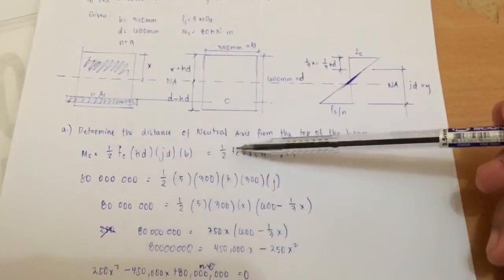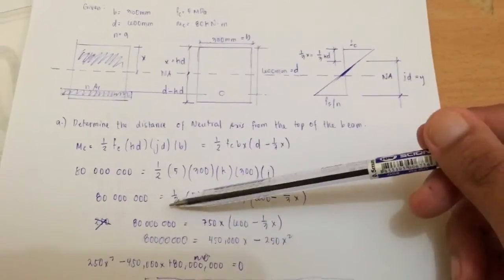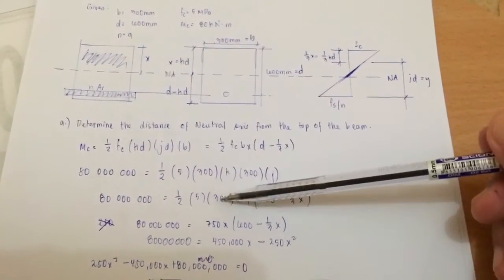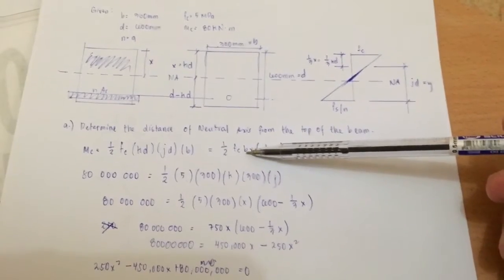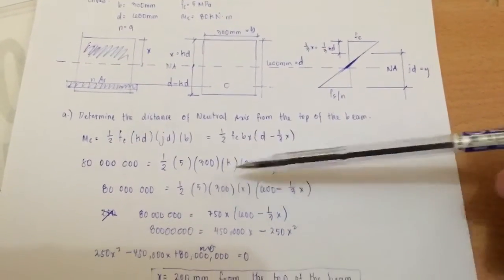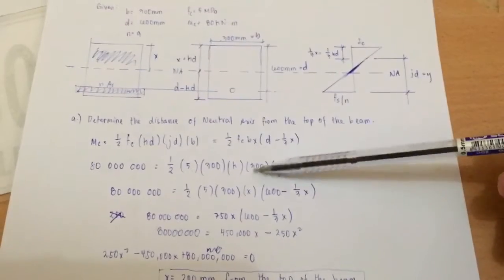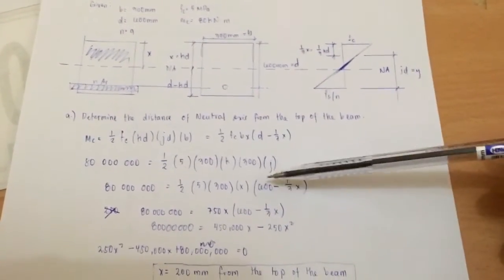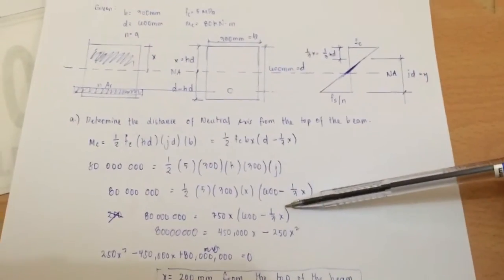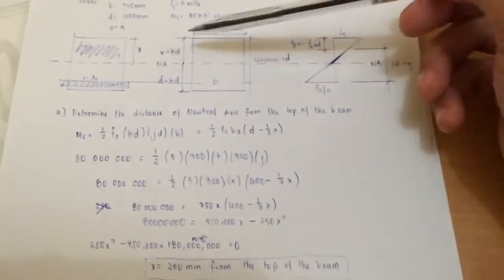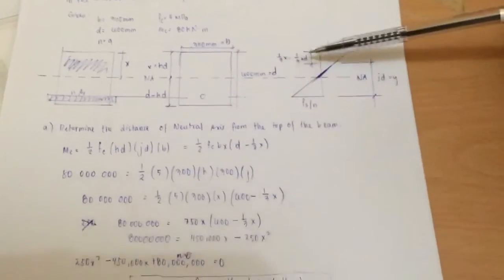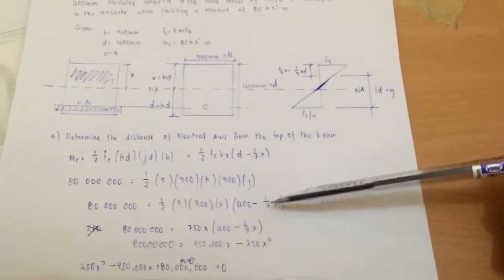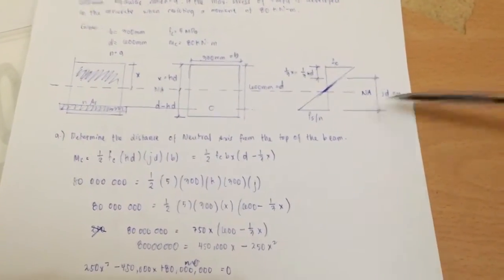So we have 80 million newton millimeter is equal to 1/2 times 5 megapascals times 300 mm, which is the width of your concrete beam, times X, which is the distance of your neutral axis from the top of the beam, times Y, which is just equal to the effective depth of the concrete beam minus the distance of your centroid from the top of the beam. So that's your Y.